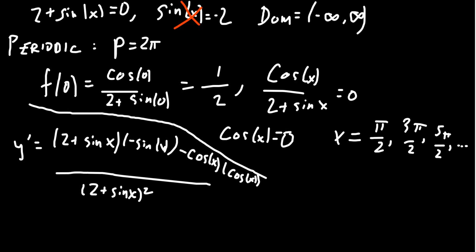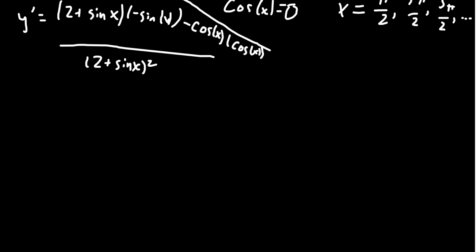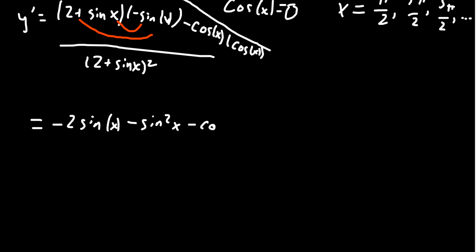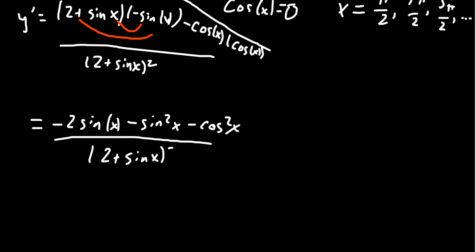Let me move down to give myself some more room. And so if we distribute the negative sign onto these two pieces right here, we're going to end up with a negative 2 sine of x. We're going to have a negative sine squared. And then we also have a negative cosine squared. And this sits above 2 plus sine x squared. Now, since everything in the numerator was divisible by negative 1, I'm going to factor out that negative 1. And so we get 2 sine x.